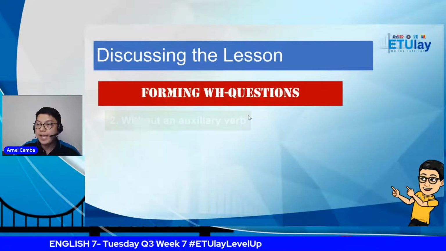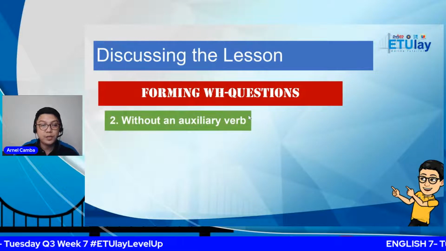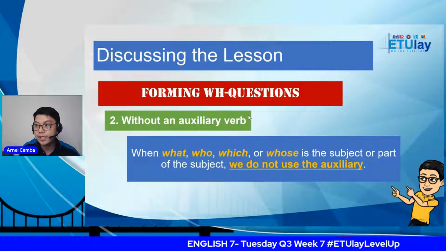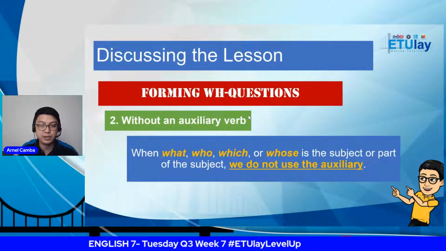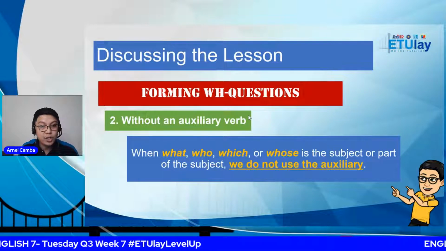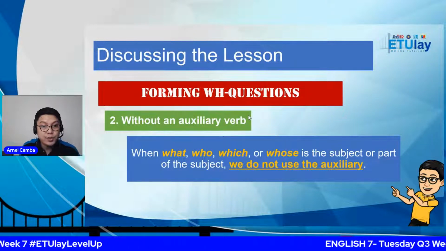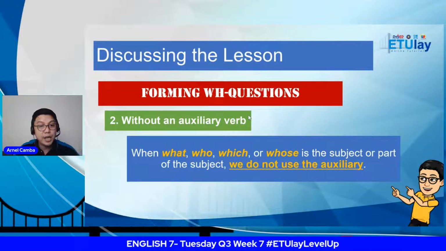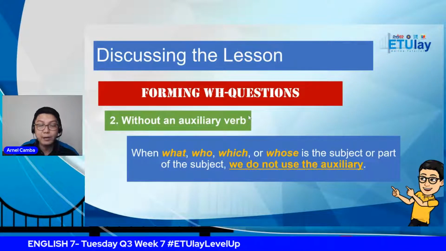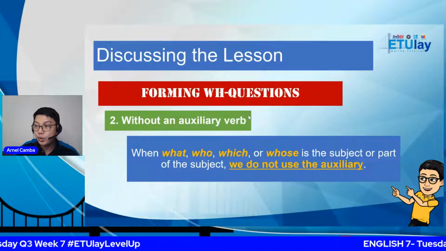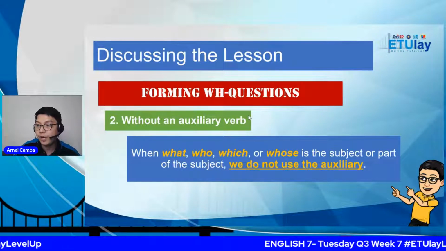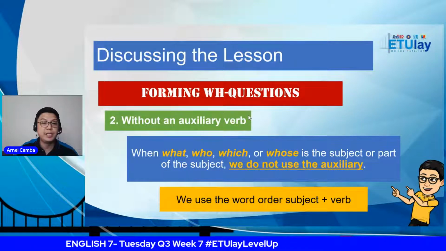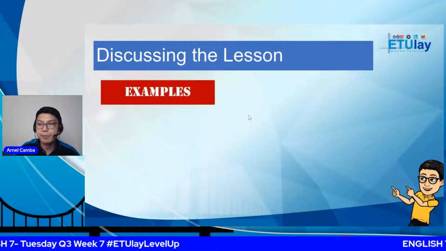And then, we also have WH questions that are formed without an auxiliary verb. How does that happen? When what, who, which, or whose is the subject or part of the subject. When you give the answer to the WH question, that answer becomes the subject of the sentence. Remember, when it's a subject, most of the time it's found at the beginning of the sentence. So we do not use auxiliary verbs for this type of WH question. It's usually subject plus verb. And these are the examples.